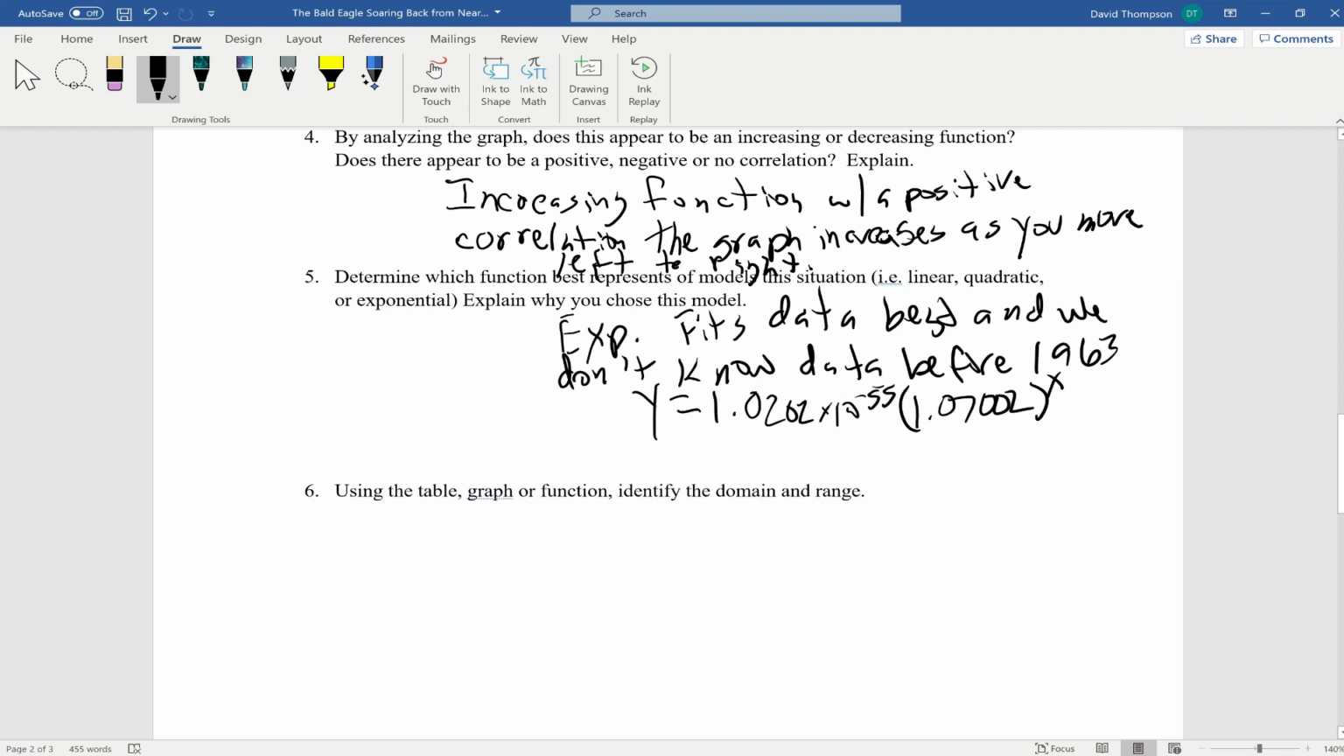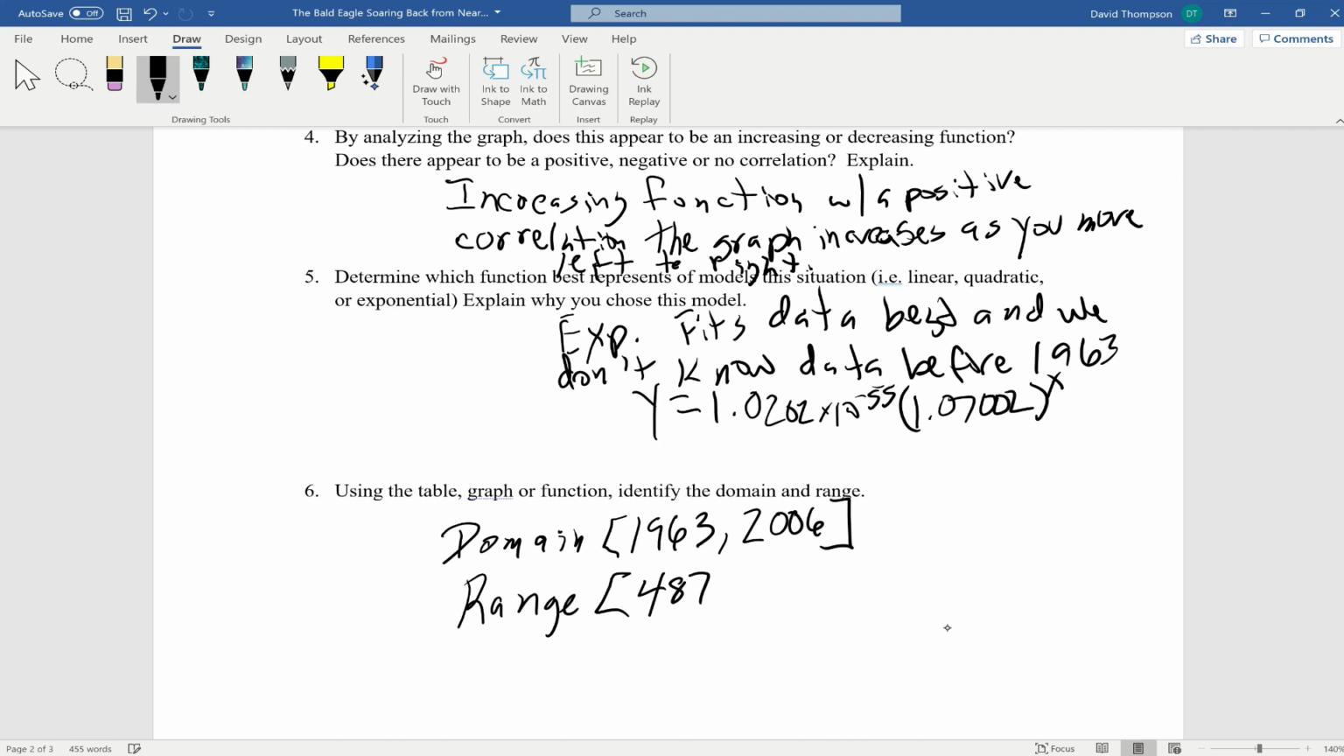Number 6, using the table, graph, or function, identify the domain and range. So our domain is easy. That's just the smallest x value or the smallest year. So that would be from 1963, and then we're going to end in 2006. And then our range is going to be from 487 to 9789.